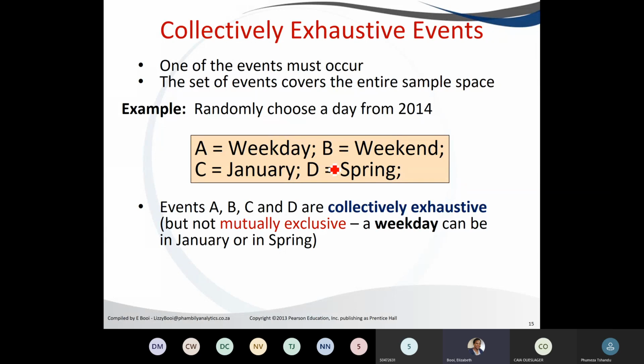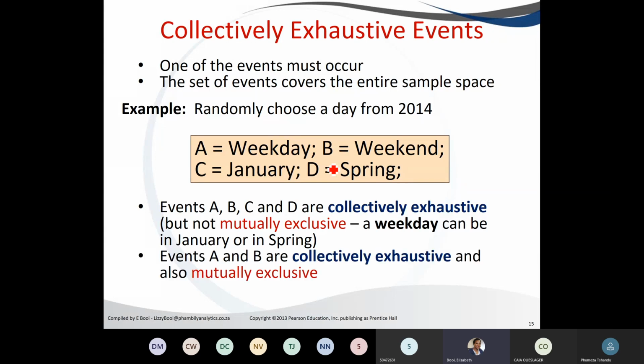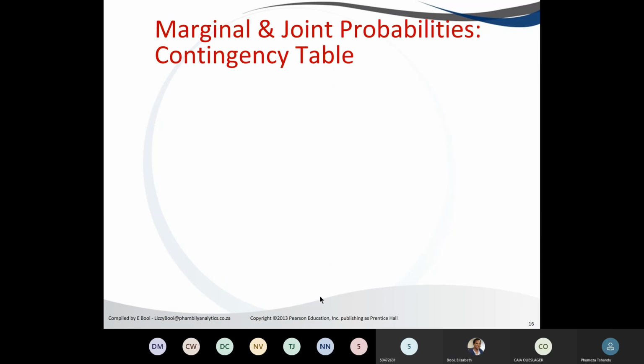But yeah, they are collectively exhaustive. However, A and B are collectively exhaustive, and they are also mutually exclusive because they cannot happen on the same day. Okay.